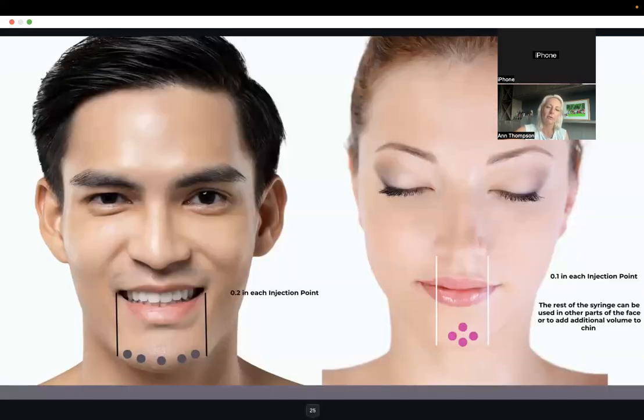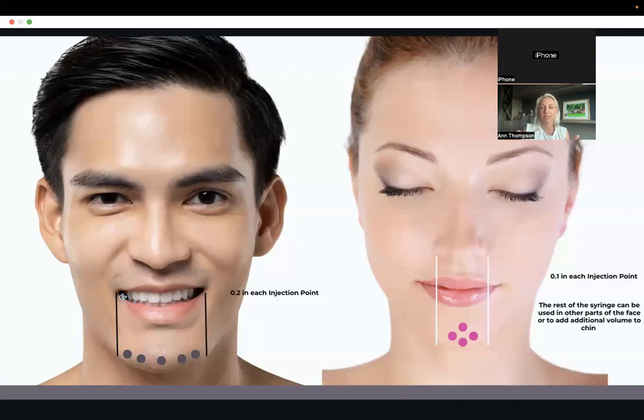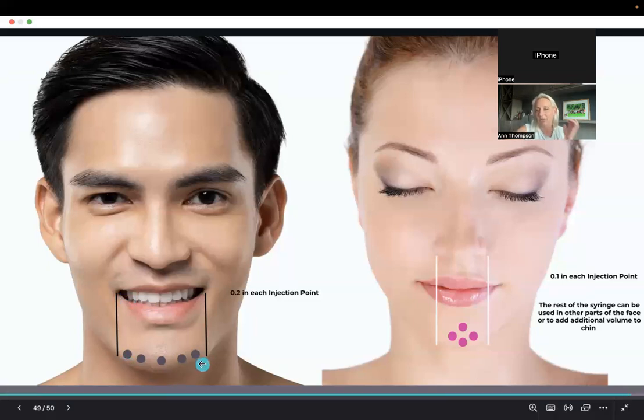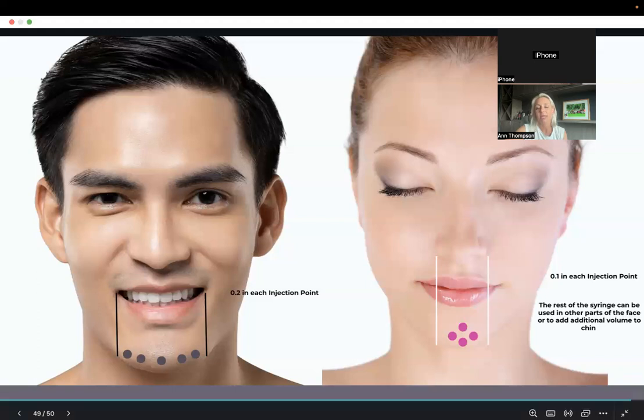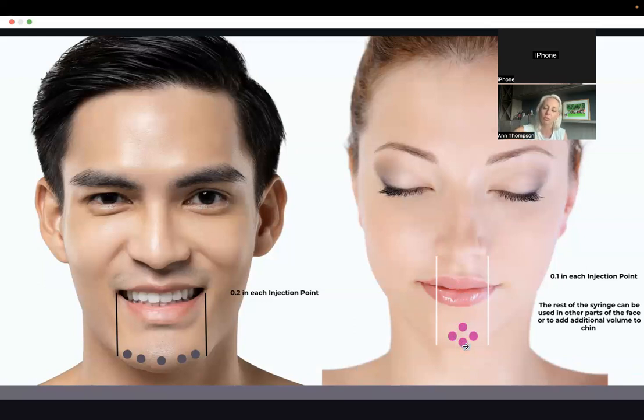For a chin, for a male, you want to make sure you're paying attention to the male anatomy versus the female anatomy. Male anatomy, they like their face a little bit wider. So you can see the injection points are going to be scattered across the entire chin, and do 0.2 in each injection point, 90 degrees down all the way to the bone. Again, make sure you're aspirating. For the female anatomy, you're going to just do 0.1 into each injection point. After you've done that, you can always go back and repeat it, but you never want to do more than 0.2 into each injection.